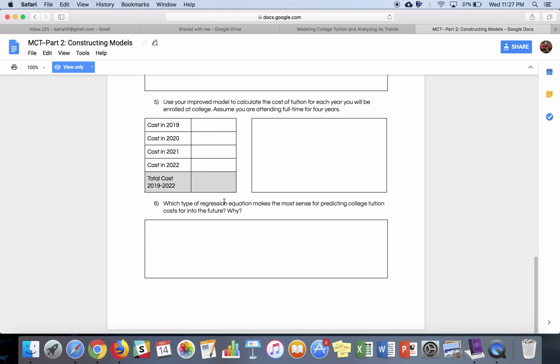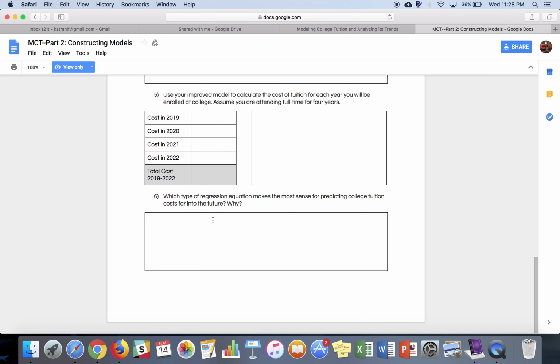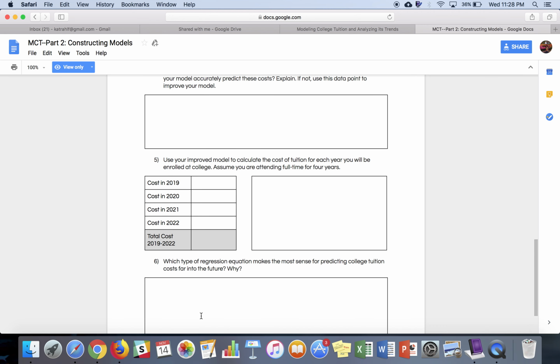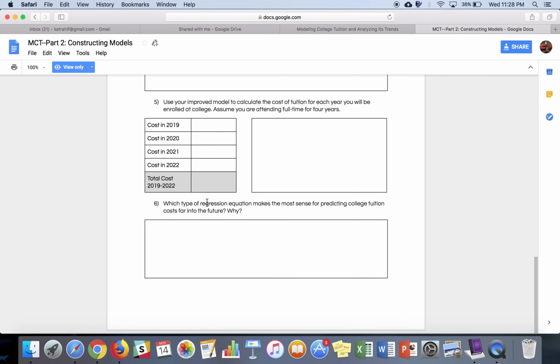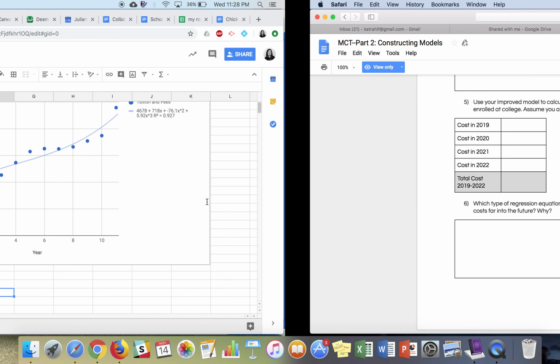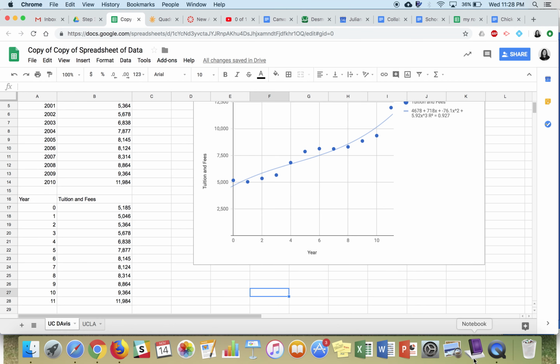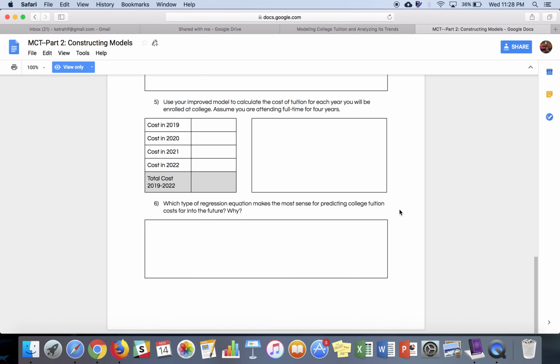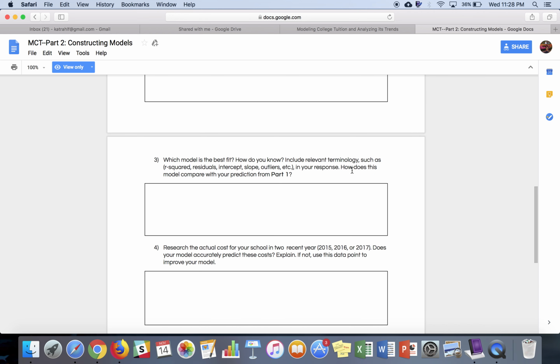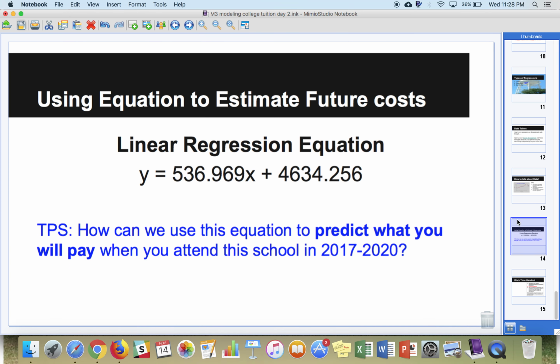And then you're going to ask which type of regression makes the most sense for predicting costs in the future. So think about the long term. Which one do you think is going to be best and why? You don't have to go back and change it, but if you know that now, you can use that to help determine your decision. Including relevant terminology, that kind of thing. So that's what this is.